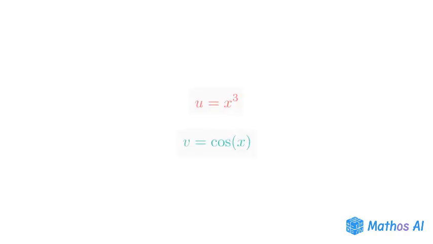Let's identify our u and v. Here, u is x cubed, and v is cosine of x. Now, we need their derivatives. The derivative of u, u prime, is 3x squared, and the derivative of v, v prime, is negative sine of x.